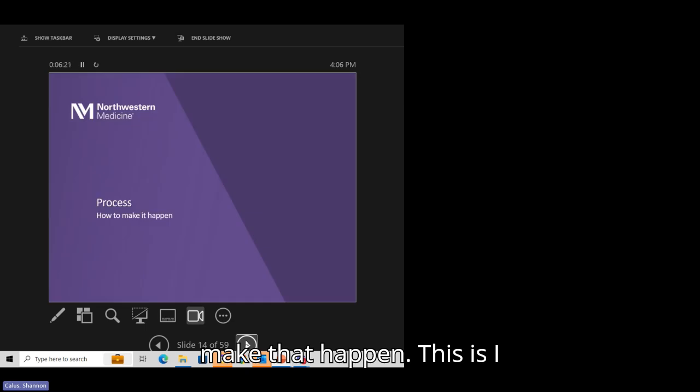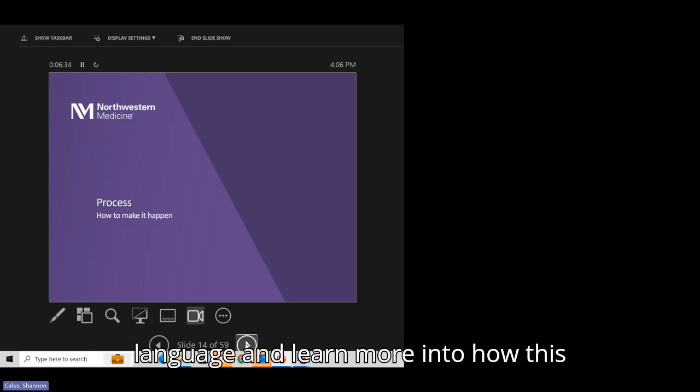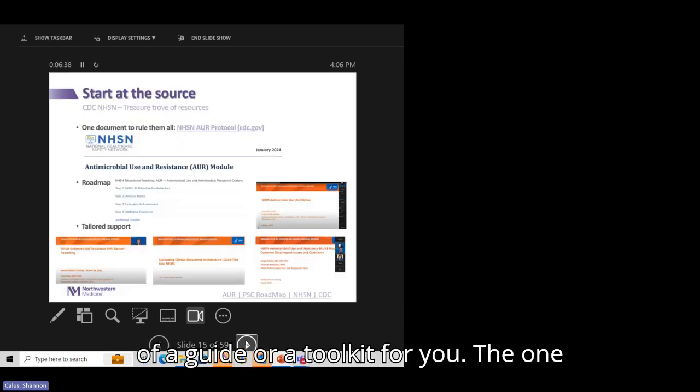So this is, I think, the most detailed part of the presentation. It really gets into the process. For those who are already familiar, apologies. But for those of you who are just trying to speak the language and learn more about how this works, hopefully this will serve as a guide or a toolkit for you.